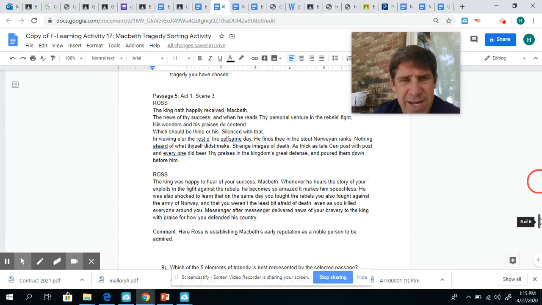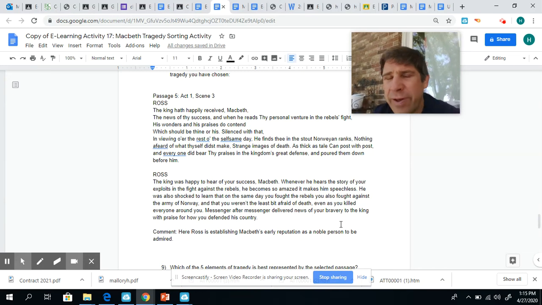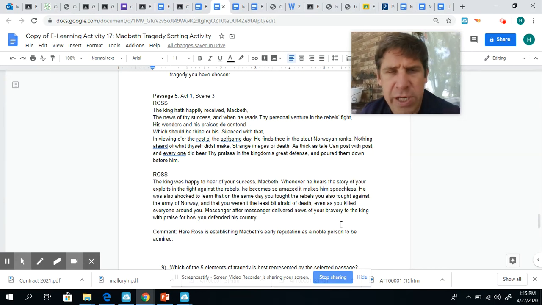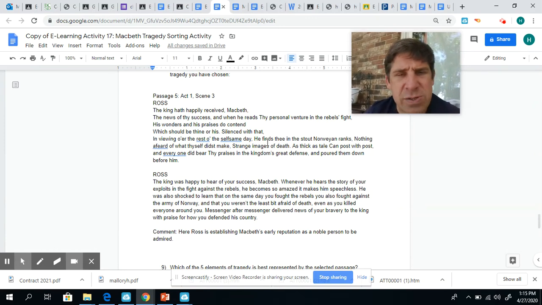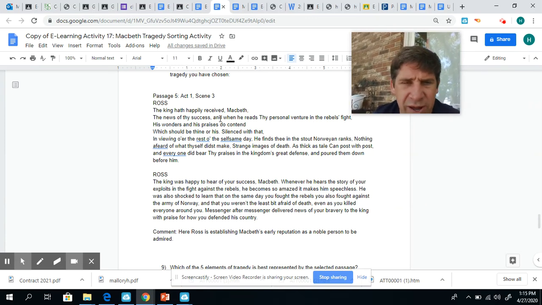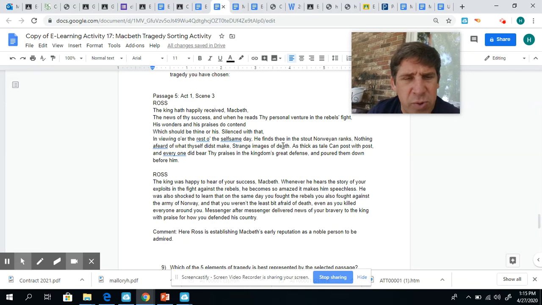All right. Last one. This is also Act 1. This is Scene 3. This is where we start the story. It's talking about Macbeth and what kind of person he is. "The king hath happily received, Macbeth, the news of thy success. When he reads thy personal venture in the rebel fight, thy praises in the kingdom's great defense, and poured them down before him." Okay. So he's talking about Macbeth.